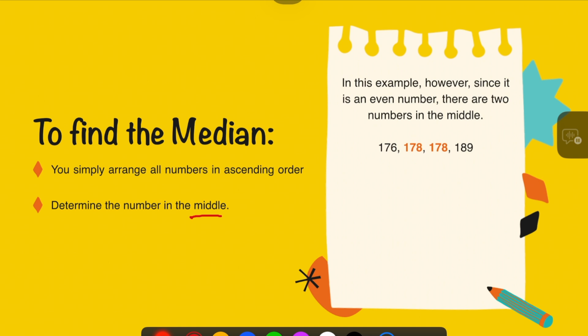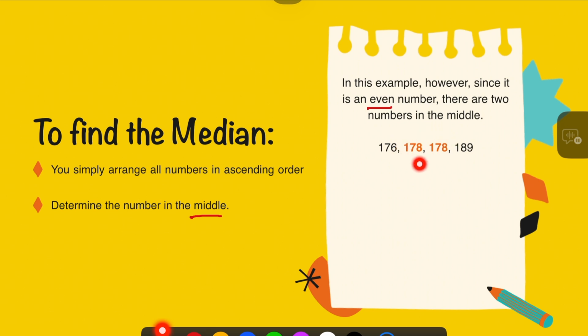But actually this one is an even number set of data. Even means either 2 data, 4 data, 6 data, 8 data and so on. So when we have an even number, there are 2 numbers in the middle. You can see these 2 are actually at the middle.